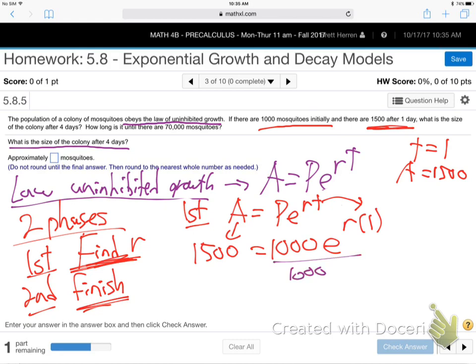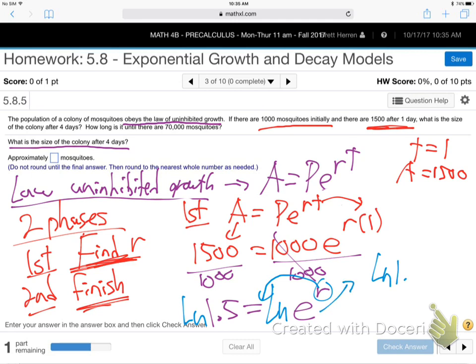You know how to do that quite well, right? Divide by 1,000. So that's 1.5 is e to the R. And what am I going to do there to solve for R? R's climbed into the power, huh? The letter's in the power, so ln on both sides. And the power comes down. So this means I have ln 1.5 equals R ln e.